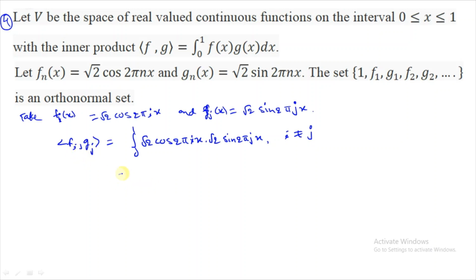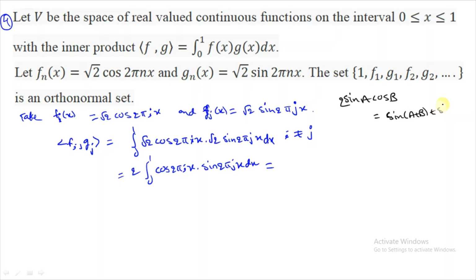Now the integral from 0 to 1: root 2 into root 2 is 2, so you can write 2 times the integral from 0 to 1 of cos 2 pi i x times sin 2 pi j x dx. You know this formula: 2 sin a cos b is equal to sin of a plus b plus sin of a minus b.